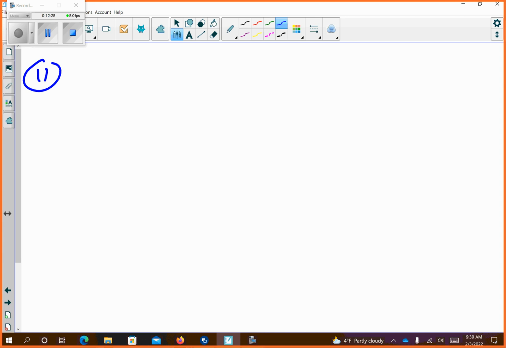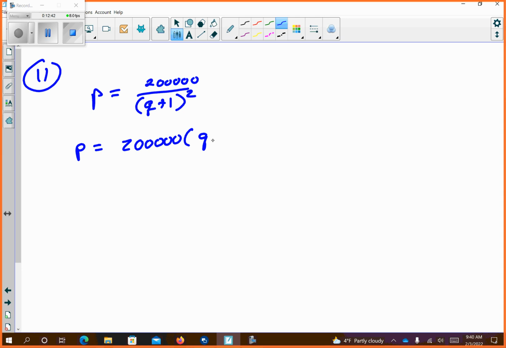Okay, so we have P equals 200,000 over (Q plus 1) to the second. Okay, so I'm going to turn this into (Q plus 1) to the negative 2. Now I'm going to do the derivative.